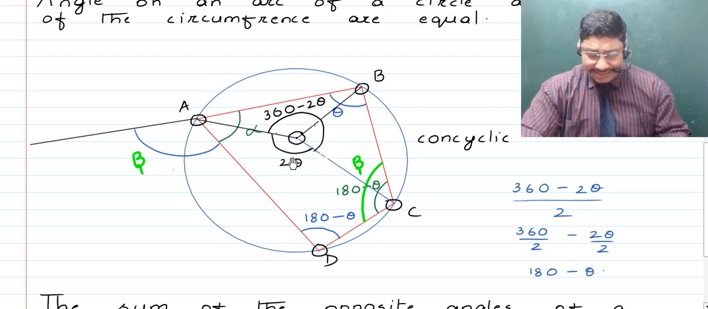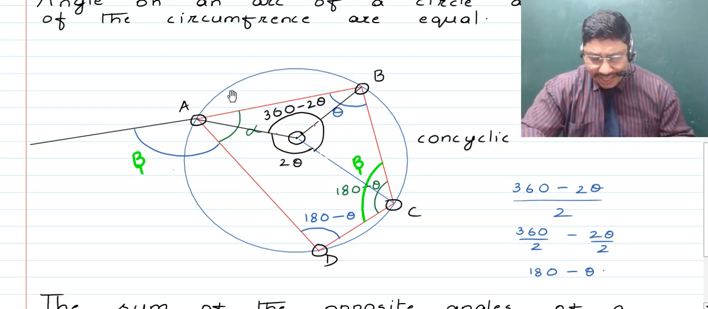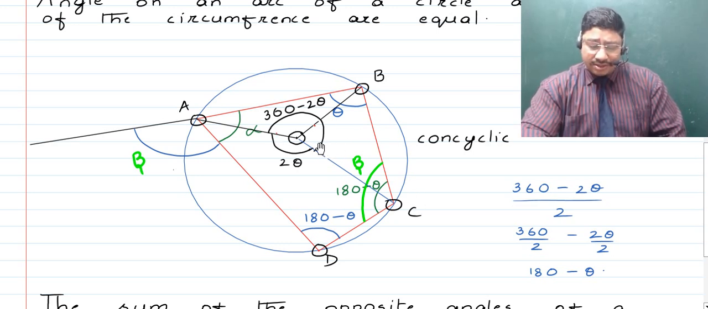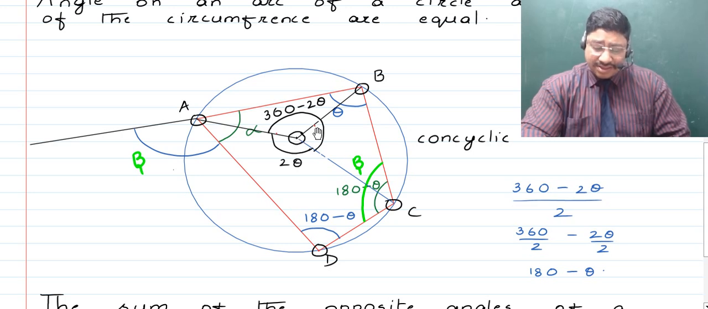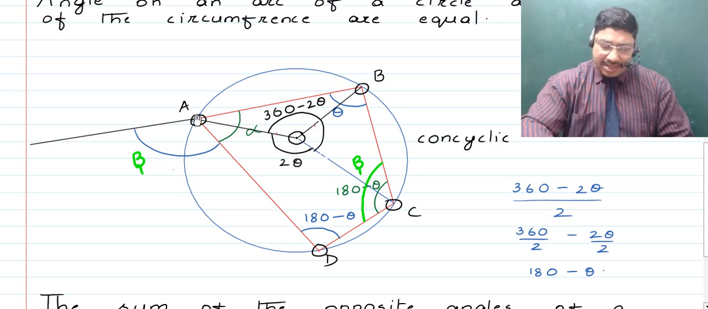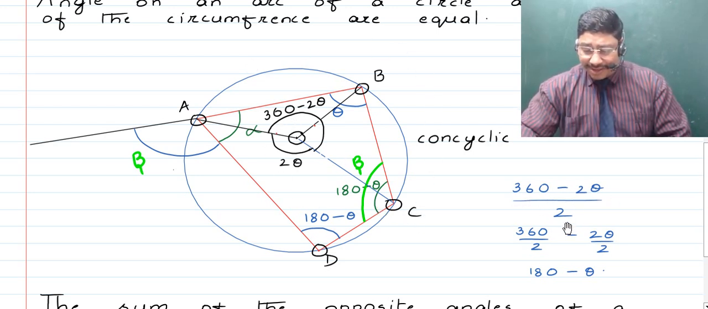And as this angle was on this segment of the circle, this angle will be on the other segment of the circle, that is ABC. So this angle is going to be 360 minus 2 theta. Now remember, this is an angle which is getting formed at the center of the circle. So the same angle, now formed on the segment ABC not at the center but at the circumference, should be half this angle, that is 360 minus 2 theta divided by 2, right?